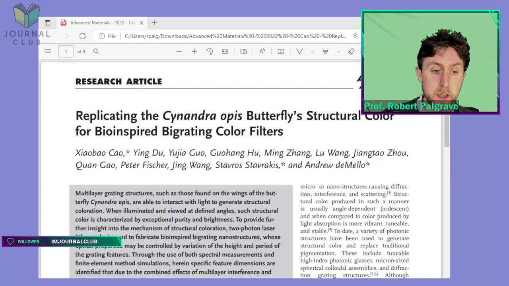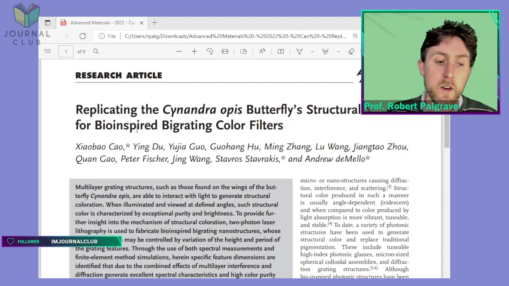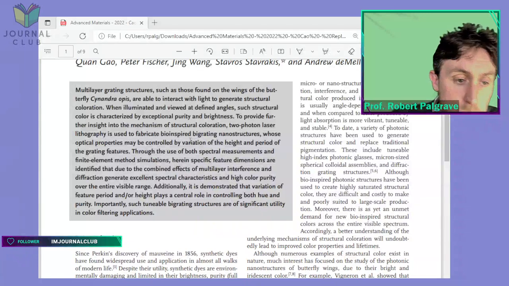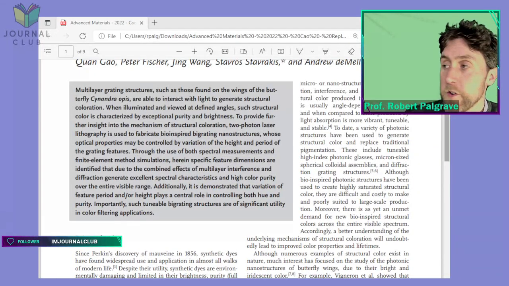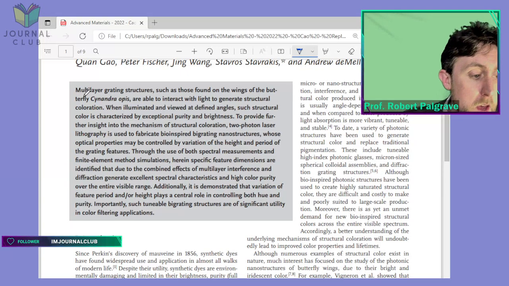So this paper is going to be looking at these bio-inspired bigrating color filters. I've kind of chatted away for a bit. Let's have a look at the paper, and we will start off by reading the abstract. Let me grab a pen so I can scribble on the paper.